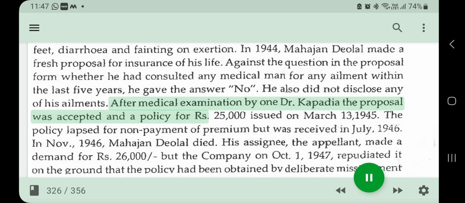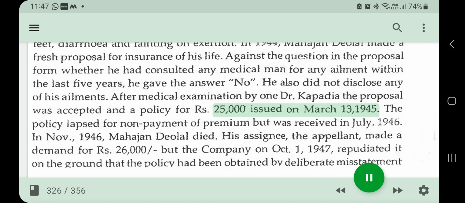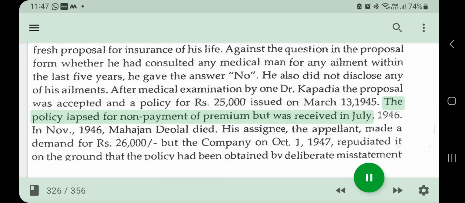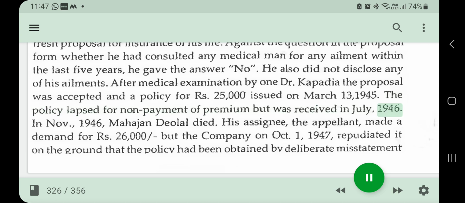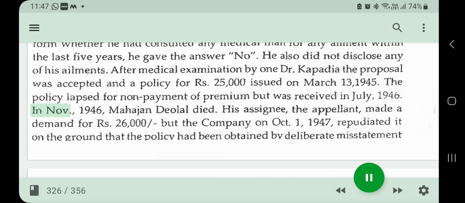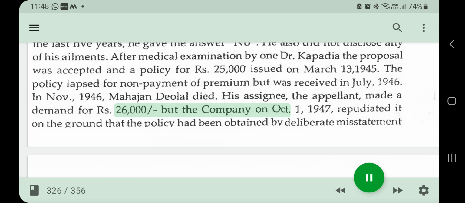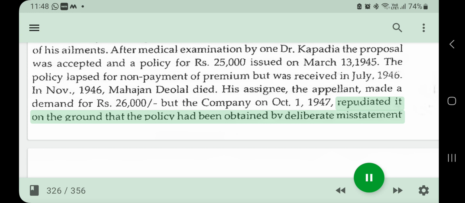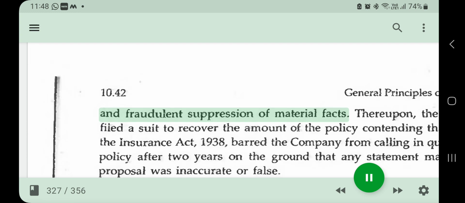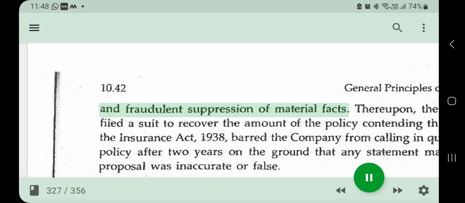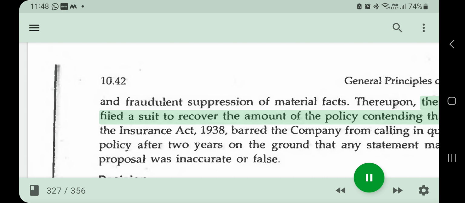After medical examination by one Dr. Kapadia, the proposal was accepted and a policy for Rs. 25,000 issued on March 13, 1945. The policy lapsed for non-payment of premium but was revived in July 1946. In November 1946, Mahajan Deol died. His assignee, the appellant, made a demand for Rs. 26,000, but the company on October 1, 1947, repudiated it on the ground that the policy had been obtained by deliberate misstatement and fraudulent suppression of material facts. Thereupon, the appellant filed a suit to recover the amount of the policy, contending that S.